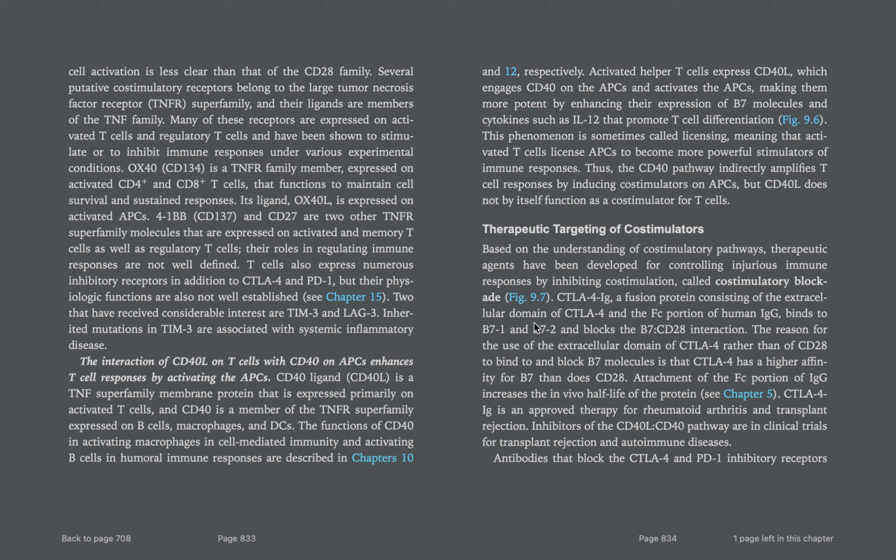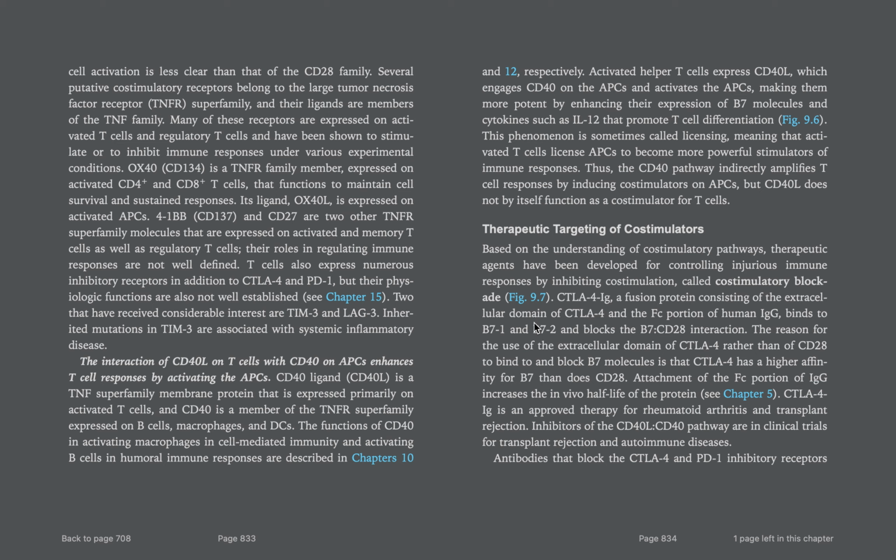T cells also express numerous inhibitory receptors in addition to CTLA4 and PD1, but their physiological functions are also not well established. Two that have received considerable interest are TIM3 and LAG3; inherited mutation in TIM3 is associated with systemic inflammatory disease. The interaction of CD40 ligand on T cells with CD40 on antigen-presenting cells enhances the T cell response by activating the antigen-presenting cell.